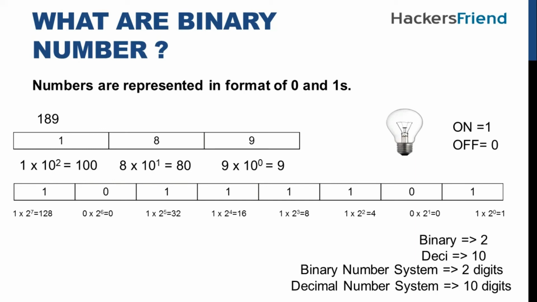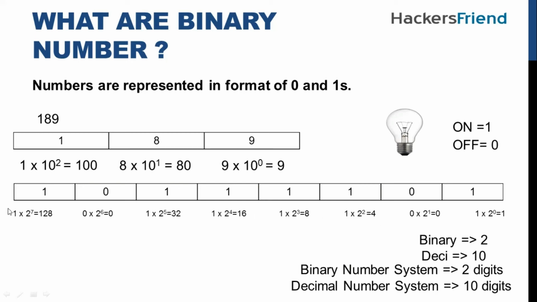So let's use the same method that we used here. We are doing the same here also. Here we multiply 1 with 2 to the power 0, just as we multiplied with 10 to the power 0 before. So similarly, 1 multiplied by 2 to the power 0 will give us 1, because 2 to the power 0 is 1, just as 10 to the power 0 is 1. Similarly, 0 multiplied by 2 to the power 1 will give us 0, and 1 multiplied by 2 to the power 2 will give us 4.